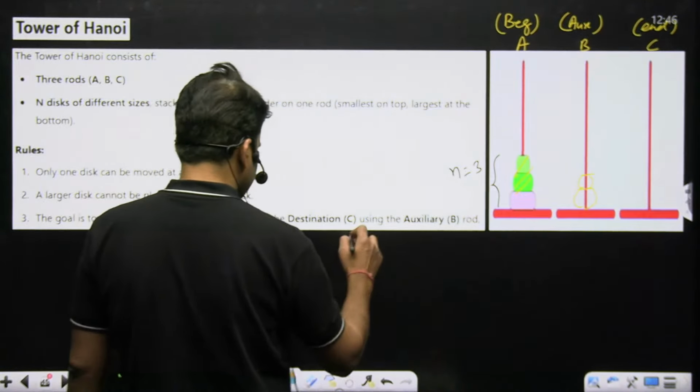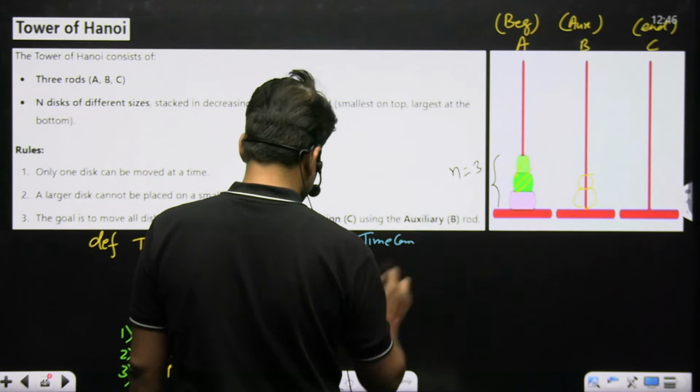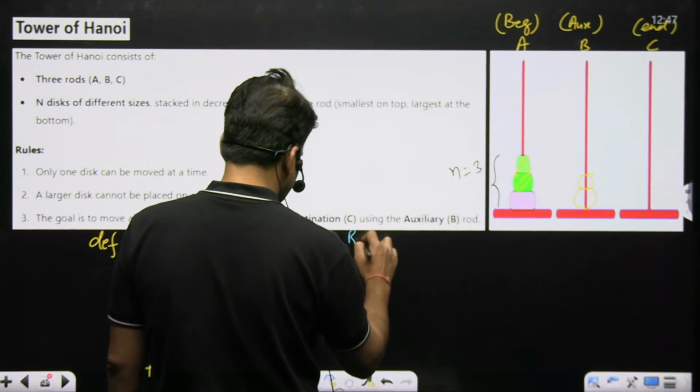Now time complexity. Find the recurrence relation. First find the recurrence relation.